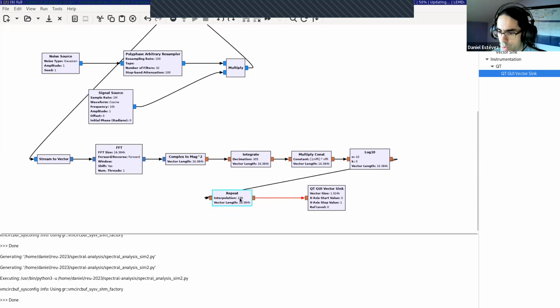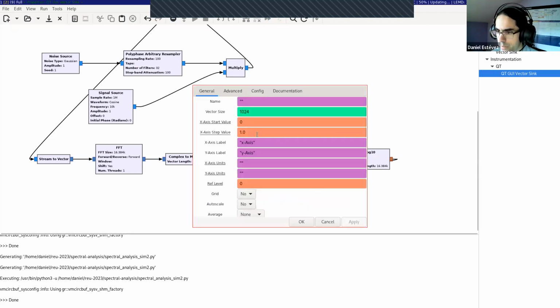And so the trick to have this repeat, and now we repeat this vector by 100. So every 5 seconds, we are actually generating 100 copies of the same vector and sending those to the plot. And that works better than just without the repeat. What do we need to set here?